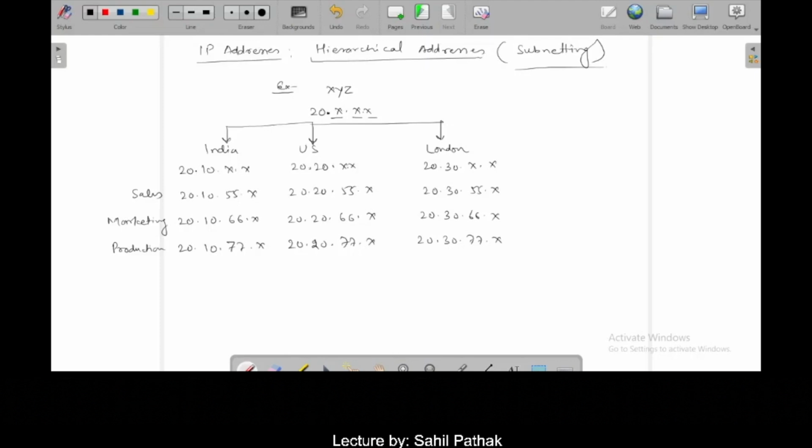Now, just by looking at any IP address, for example, let's say we have the IP address 20.30.66.